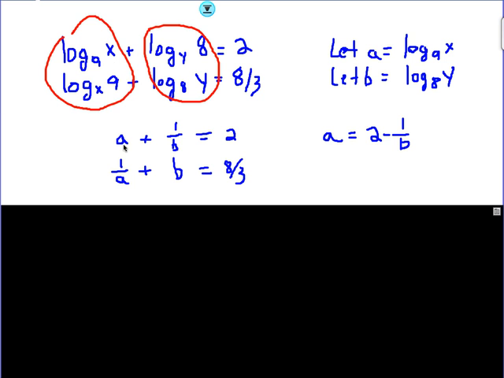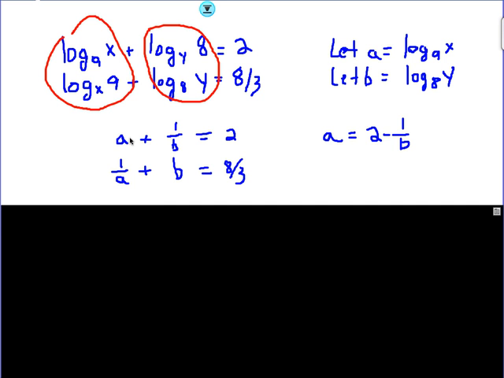Since we know these are inverses, if this is a, we'll make this 1 over a. Since log base 8 of y is b, that makes log base y of 8 equal to 1 over b. So we have a plus 1 over b is equal to 2, and 1 over a plus b is equal to 8 over 3. This still doesn't work very well for elimination, because these are multiplicative inverses, not additive inverses, so we're not going to be able to get those to cancel. So what we're going to do is a substitution.